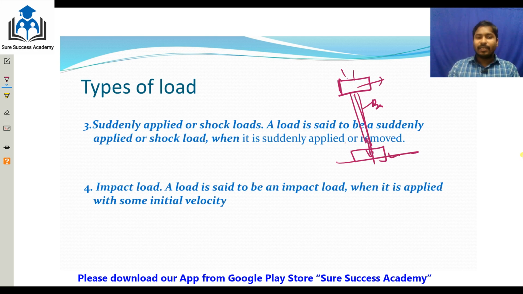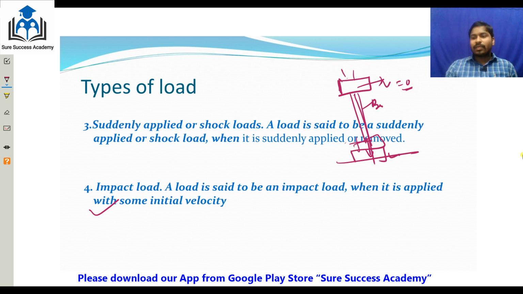That is suddenly applied. An impact load, a load is said to be an impact load when it is applied with some initial velocity. If you are applying some initial velocity, then you can call it an impact load. If there is no velocity, you are just suddenly applying the loads, that is suddenly applied, and impact, there is a difference there. You should not be confused. Suddenly means when loads are suddenly applied or removed. Impact means with a certain velocity you have to give, that is called impact loads.